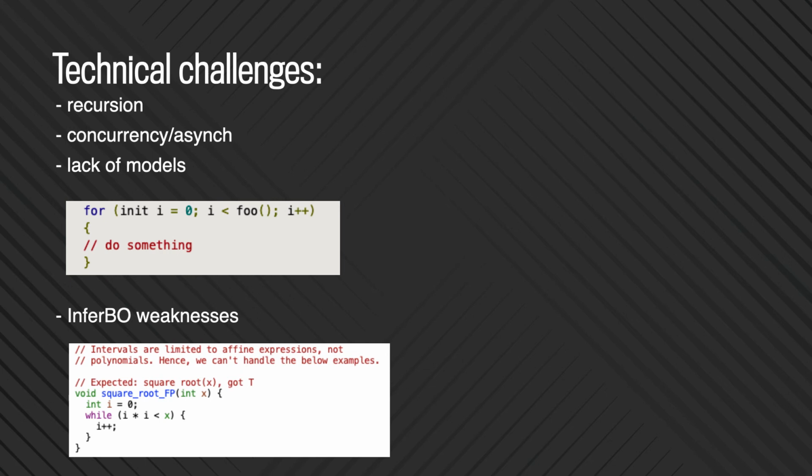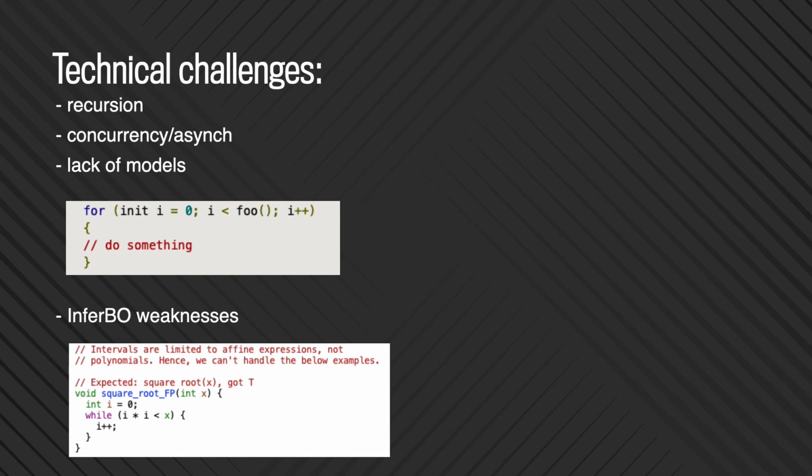But we also need to know how much time foo takes. So even though it might be returning a constant, it could be that it does that in linear time. So we need two types of models here: one for ranges of values and one for costs of unknown library calls. Fourthly, intervals inferred by InferBo are limited to affine expressions, not polynomials. So we can't get bounds like square root of x. Again, this doesn't happen very often, but it's worth pointing out. So these were technical challenges.